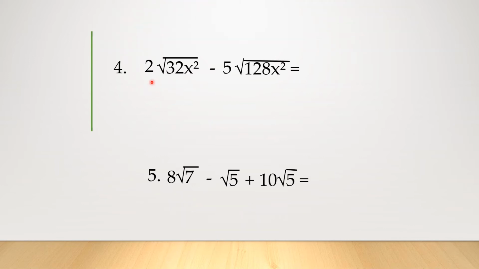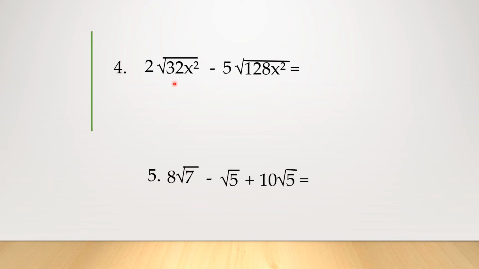Okay, so look at this given now. This one has a variable x. And this is 32. This is 128. So I'm going to simplify this. I'm going to think of factors of 32, wherein one is a perfect square, if there is, same with 128. And let's see at the end if they will have the same radical or radicand.